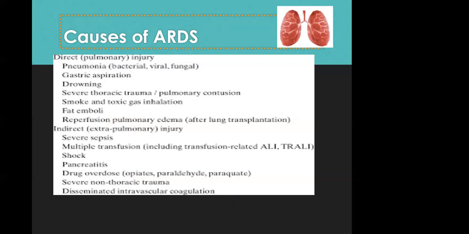So in general, it can be direct pulmonary injury or indirect pulmonary injury. Direct pulmonary injury includes pneumonia, which can be bacterial, viral like COVID-19, or fungal, gastric aspiration, so it's chemical pneumonia, or it can be drowning, smoking, fat embolism. But the indirect way will be as an inflammatory response, like in the patient who has severe sepsis, or has blood transfusion, which is called TRALI, transfusion-related acute lung injury, shock, pancreatitis, drug overdose.